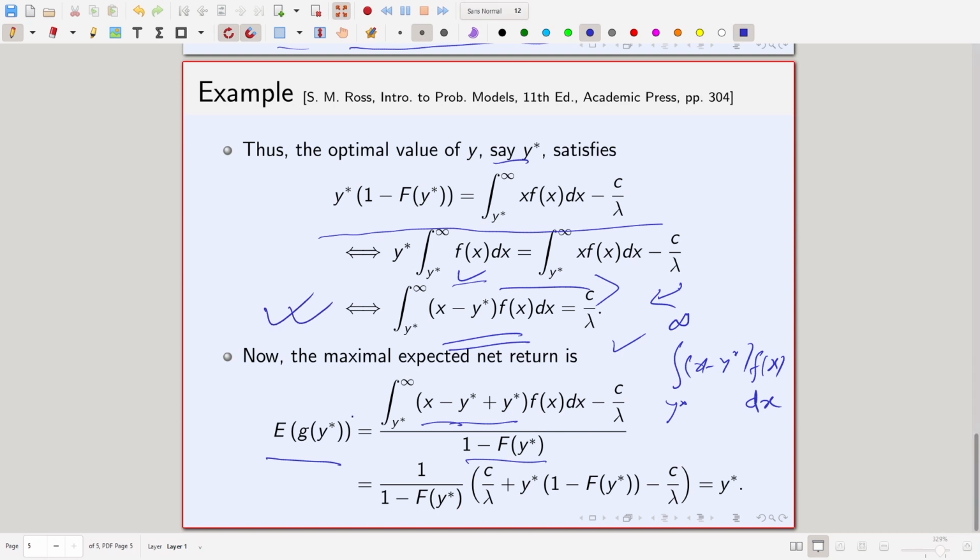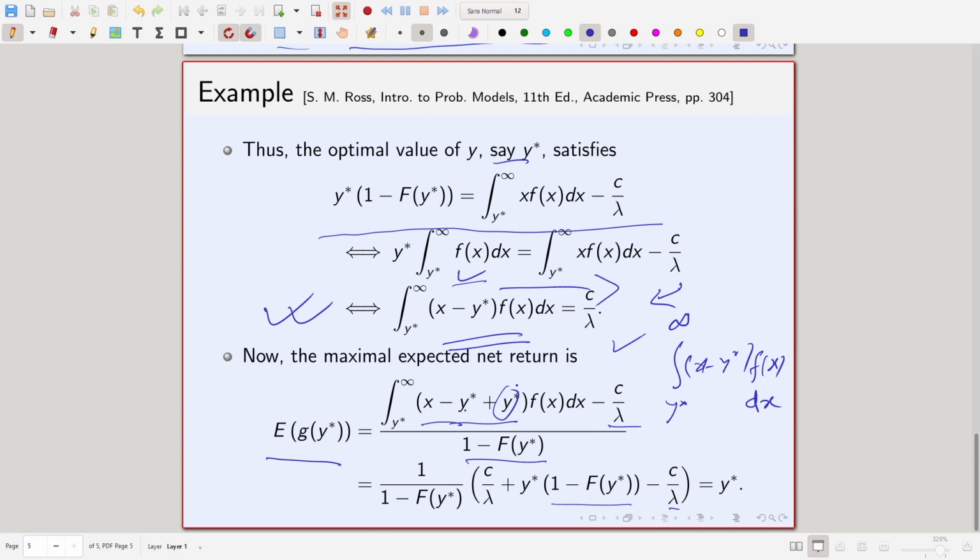Now, the y star is constant, so it comes out of the integration. So, it is just integration from y star to infinity of f(x) dx, which is nothing but 1 minus F of y star. That is because capital F is the cumulative distribution function and small f is the probability density function. So, if you integrate the density function from y star to infinity, that just gives you 1 minus capital F of y star, fine. And this y star is constant, so it just goes out of the integration. So, the second term you get this, and this c over lambda remains like this. So, this is equal to this.